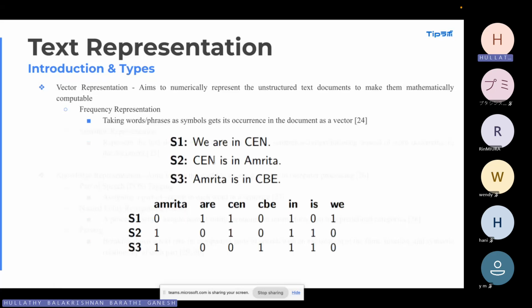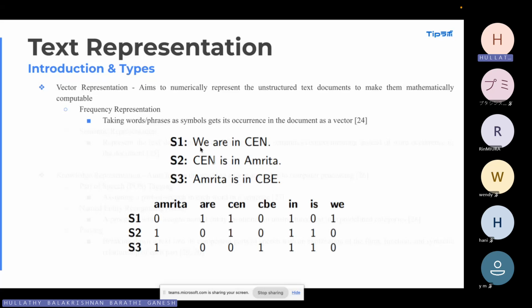I'm starting with vector representation, the different methods which represent text as a sequence of numbers. I'm using one of my examples which I created in my previous studies. Here, SEN is my department, Computational Engineering and Networking, in my Masters. Amrita is the institute where I studied, and CBE is nothing but Coimbatore.